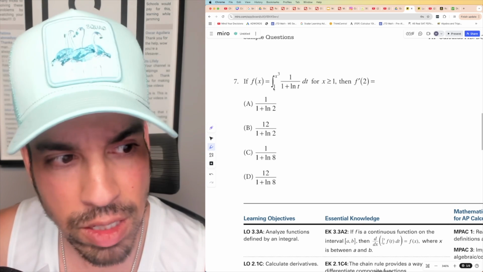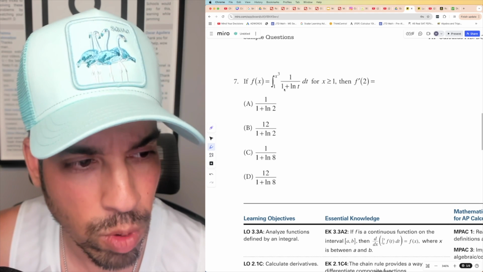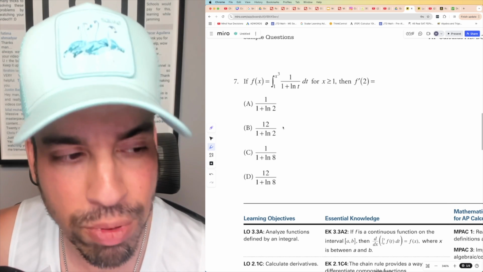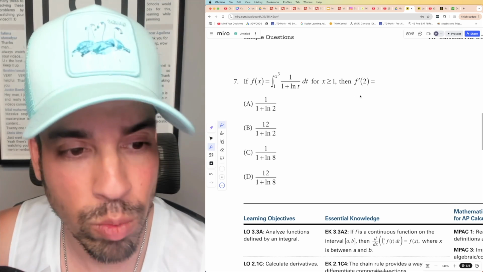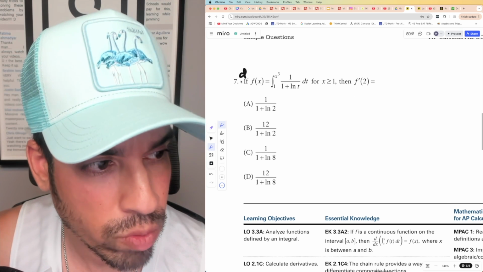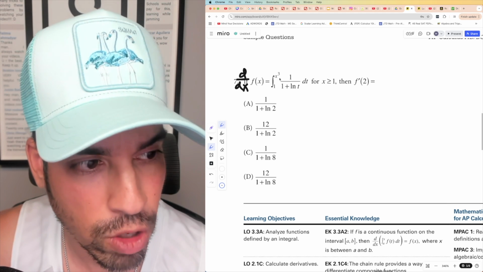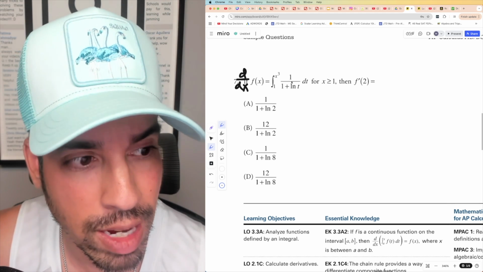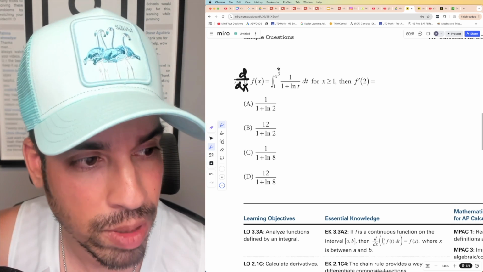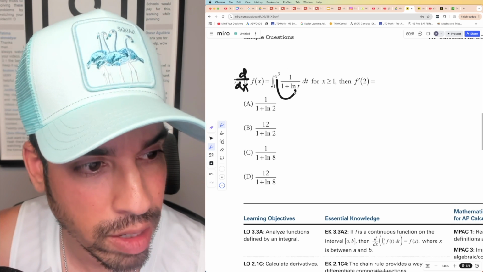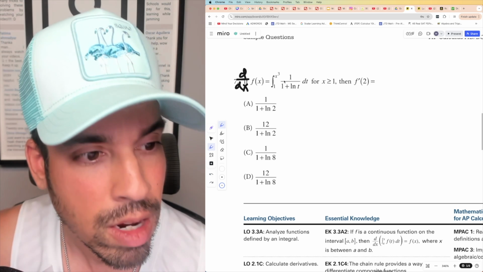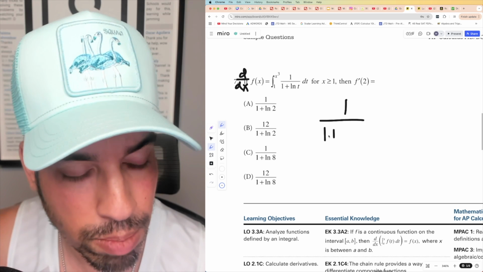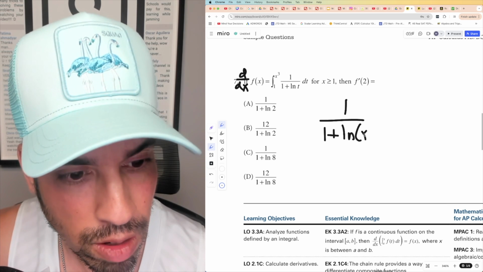Done. If f of x equals the integral from 1 to x cubed of 1 over 1 plus ln of t dt for x greater than or equal to 1, find f prime of 2. So here what we're doing is taking the derivative of this function, which is an integral, which uses the fundamental theorem of calculus. This basically says we take this x cubed and plug it in for t. So now this is going to give us 1 over 1 plus ln of x cubed.